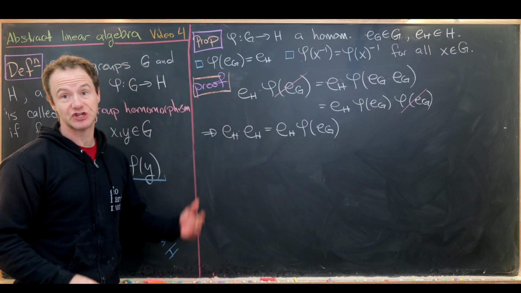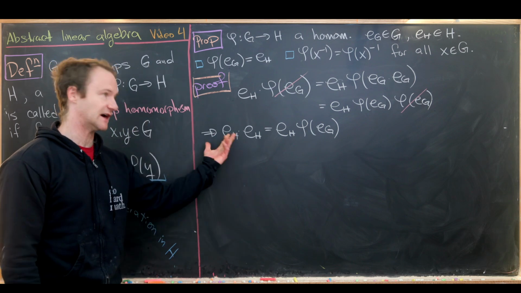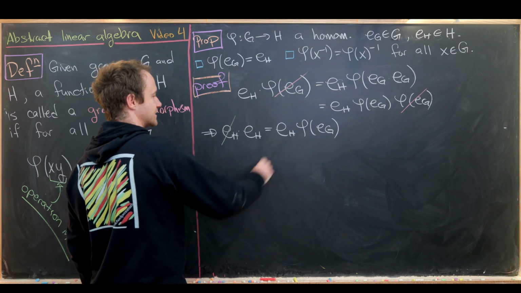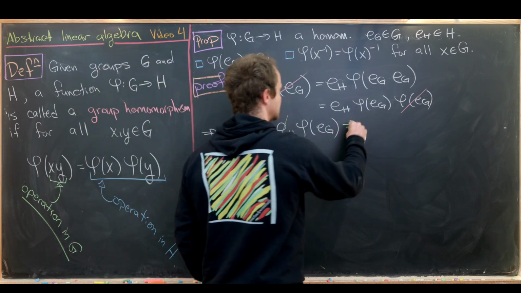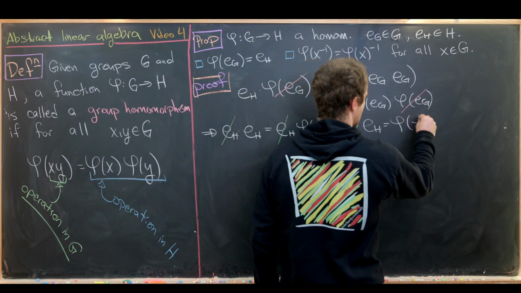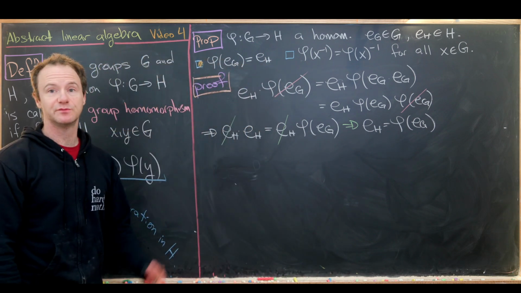That will have no change at all, again, because we're combining the identity with the identity. And now we can use left cancellation from a previous video to cancel this with this, and that will leave us with the desired result that E sub h is equal to phi of E sub g, as needed. And now let's move on to the next one.